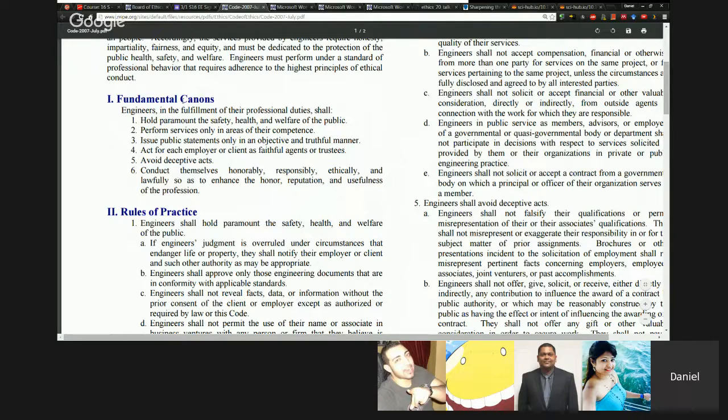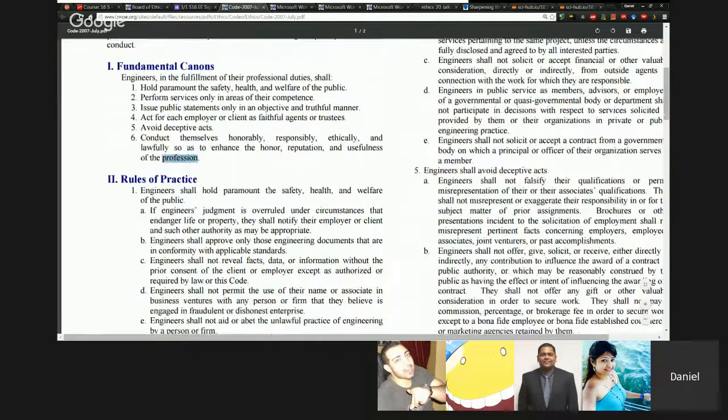So not only do engineers have an obligation to themselves as engineers and to the public, but they also have an obligation to the profession itself. Someone who fails to uphold the code of ethics makes the whole profession, makes all the engineers look bad. All right.